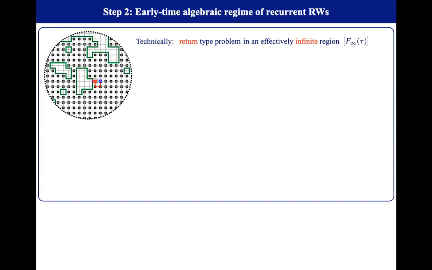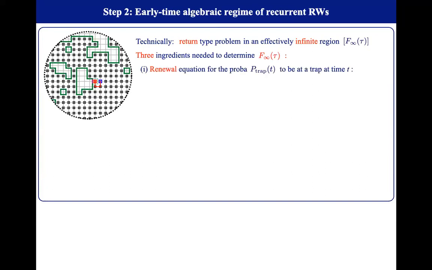This is exactly what we did, and this is why I denote by f infinity this quantity independent of f. So how do we obtain it? Three ingredients are actually needed. First ingredient, we need a renewal equation between the quantity we are interested in and the probability to be on a trap at time t.